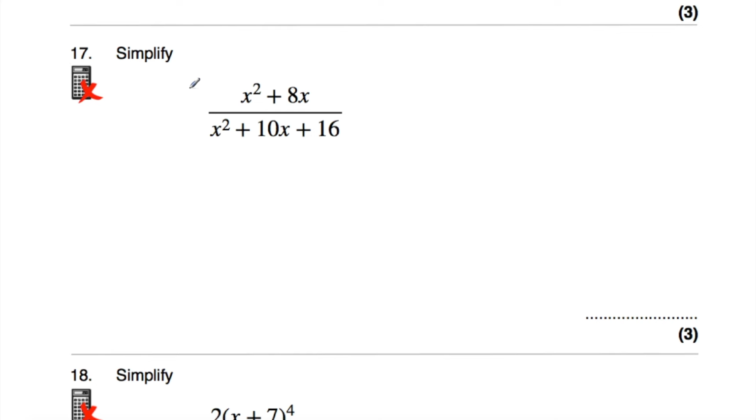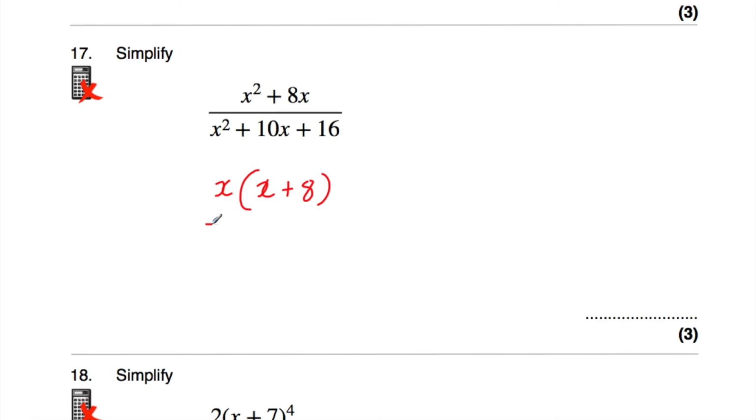So question number 17 says, simplify (x squared + 8x)/(x squared + 10x + 16). Now in terms of this numerator, we can factorize this and the denominator as well. So let's factorize both of them and then see if we can cancel down. In terms of this numerator, we can factorize the numerator: x and then a bracket. And then dividing both of these by x would leave us with x plus 8, close brackets. So that's factorizing the numerator.